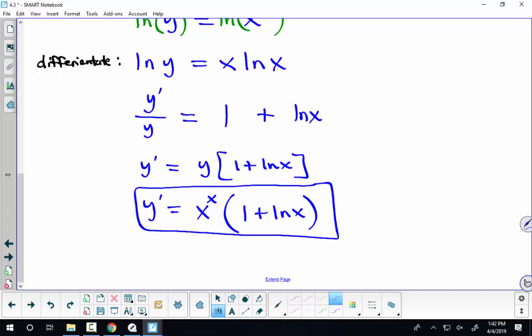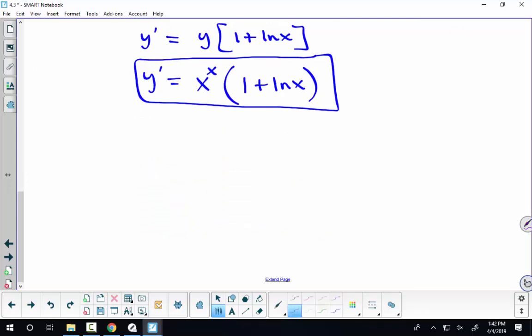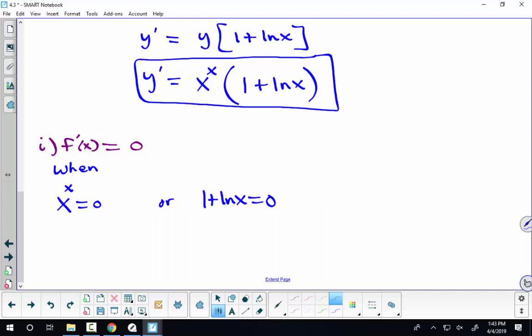So find the derivative, then we find the critical points of the derivative. So when does our derivative equal 0? It's already factored for us. We know it's 0 when either one of those factors is 0. So when does x to the x equal 0?